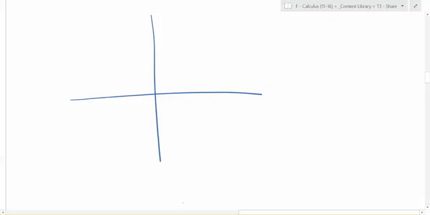Is it facing up or down? The parabola is facing down, so it goes like this, right? And this point right there, what's that point going to be? This is y equals negative x squared plus 4. So what's that highest point going to be? Yeah, it's going to be 0, 4, right?